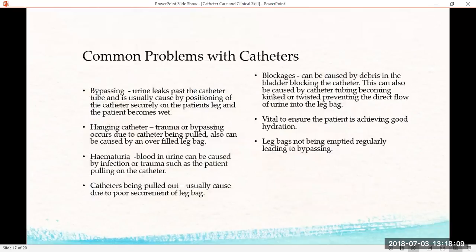It's also really important for patients with catheters that we make sure they're drinking nice and regularly. So in this hot weather, we'd probably be looking around the 2 litres a day where possible, and just making sure that the leg bags are being emptied regularly, so that's not a contributing factor.